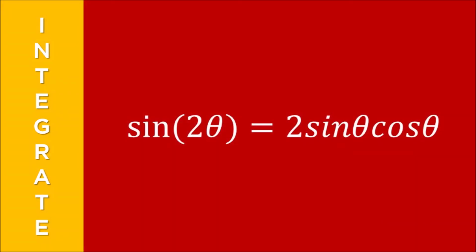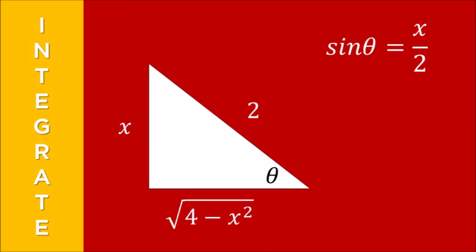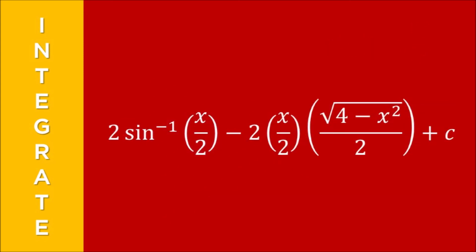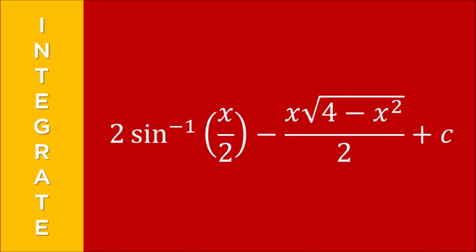Second, you need to recall the trigonometric identity sine 2 theta equals 2 sine theta cosine theta. Sine theta is x over 2, while cosine theta is the square root of 4 minus x squared over 2. Finally, substitute all these things and simplify it. Thus, the answer is 2 arc sine of x over 2 minus x times square root of 4 minus x squared over 2 plus c. So that's how we apply trigonometric substitution to solve integrals.